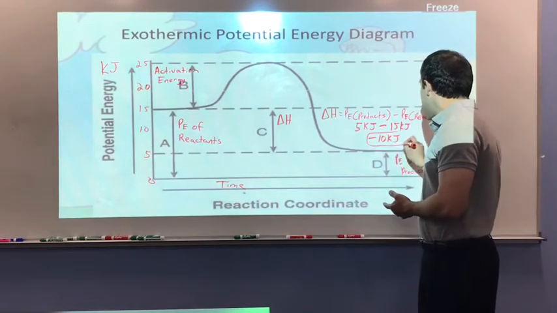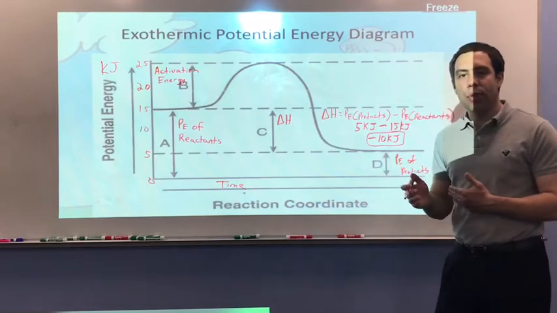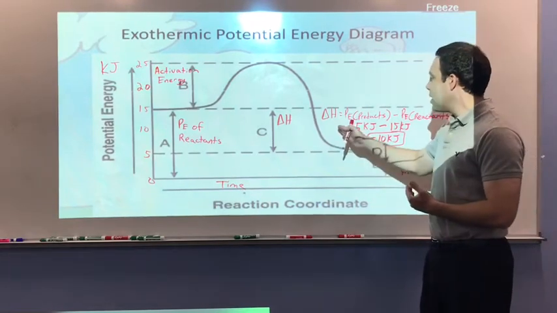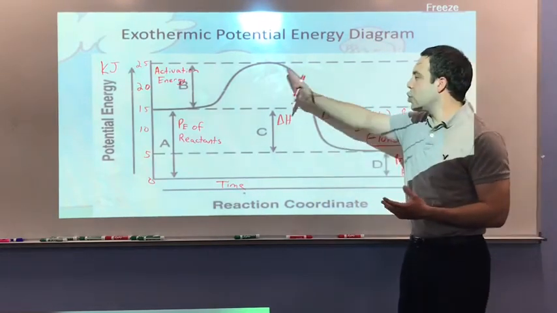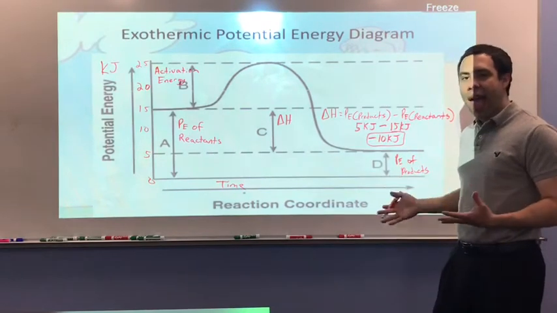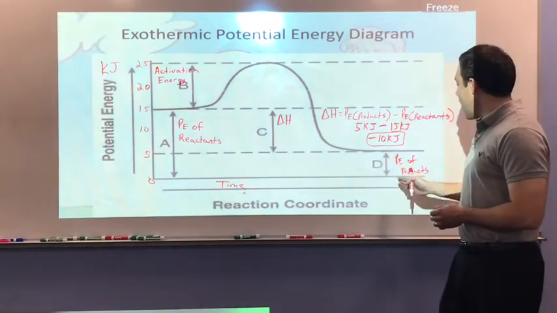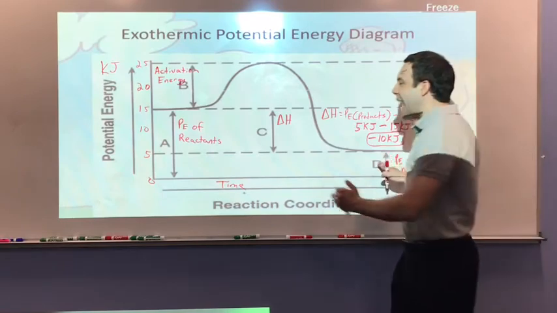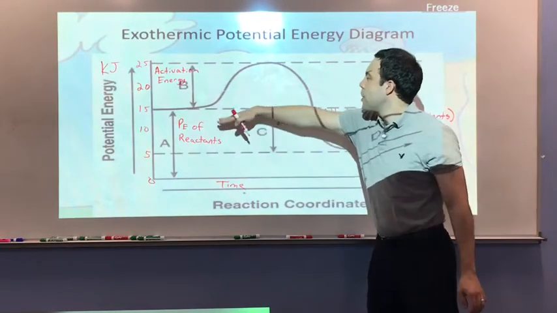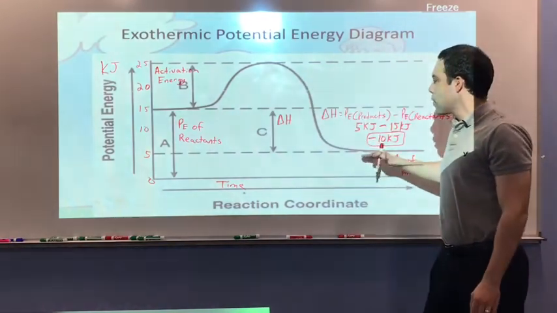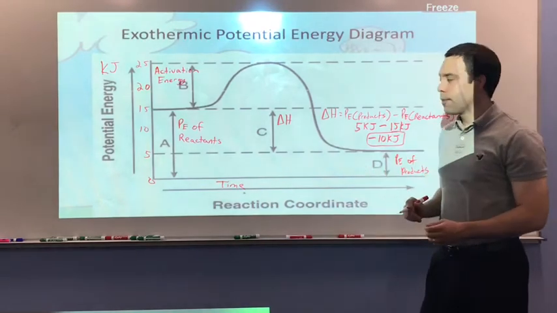And that negative tells me it is an exothermic reaction. The negative delta H tells me that this reaction is releasing energy. That means that the products have less energy than the reactants. In this equation, we are losing heat.